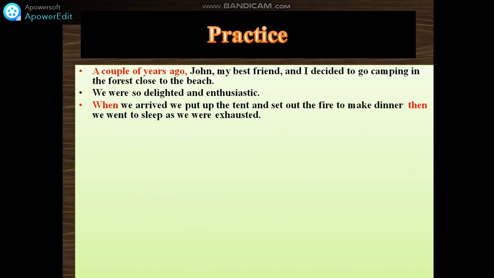When we arrived, we put up the tent. Here we are telling the story again, okay? We put up the tent and set out the fire to make dinner. Then we went to sleep as we were exhausted. So here you are setting the scene. Nothing happened suddenly.